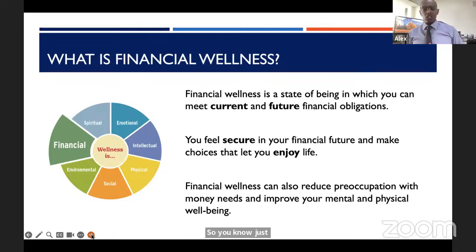Knowing what financial wellness is helps you also have a reduced preoccupation with money needs and improving your mental and physical well-being.